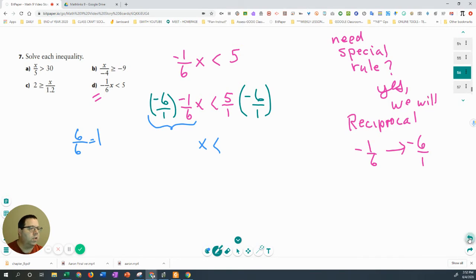Now, I kind of broke my rule from the previous video. I said immediately after you multiply both sides, flip and reverse that sign, okay? I did multiply both sides by a negative. We definitely need this special rule. And by the way, what do we have over here? 5 times a negative 6 is negative 30, and 1 times 1 is 1, so we don't need that 1 on the denominator. This is our answer, okay? X must be greater than negative 30.